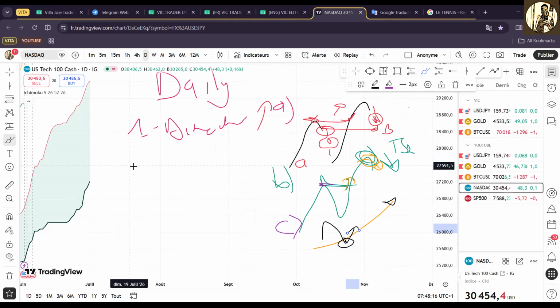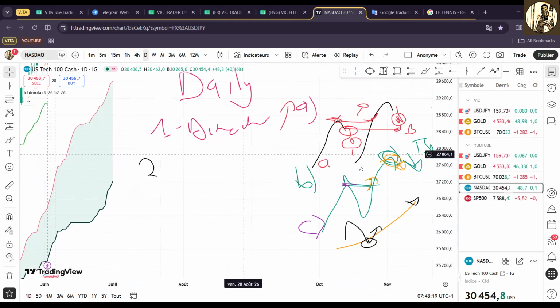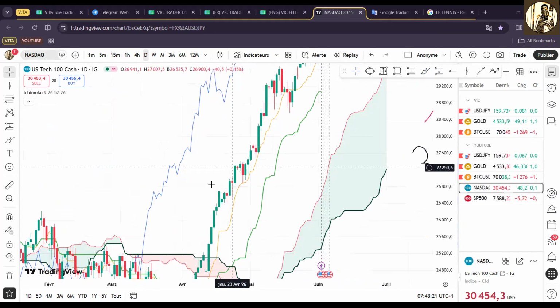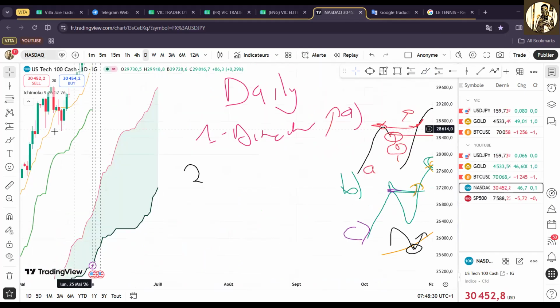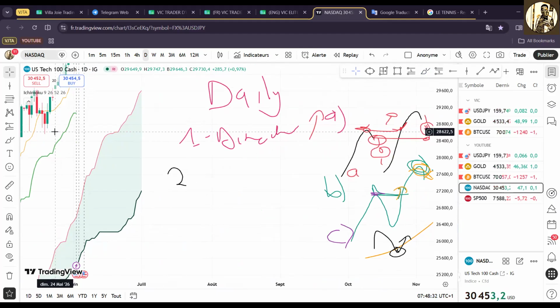So you know it in only one time frame. In only one time frame, you see, we are on daily. Tenkan is bending to the upside. You don't need to drop down all of the time in a lower time frame to know the direction. The direction is already given to you by only one time frame.